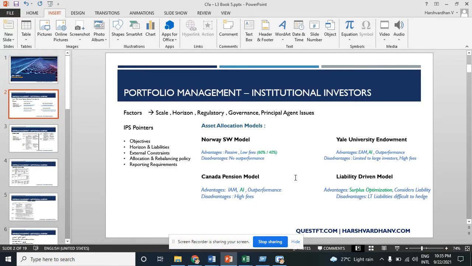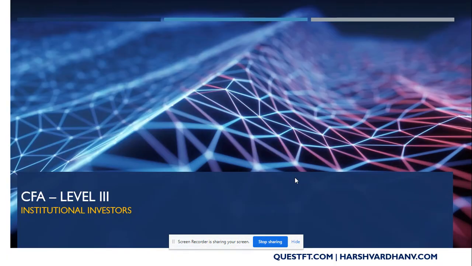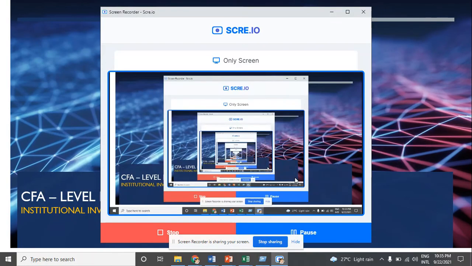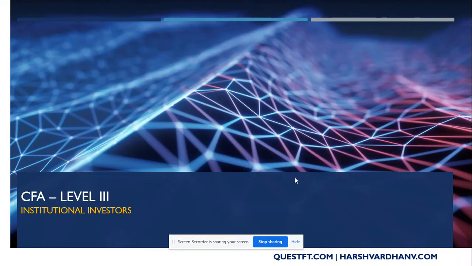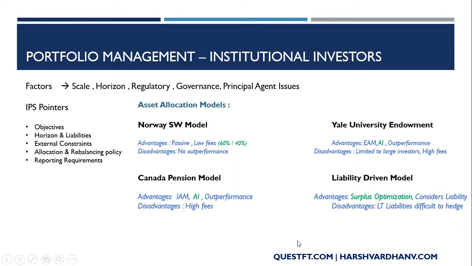Yeah, so let us start with the Book 5 chapter. Book 5 chapters are institutional investors and trading performance evaluation and case studies. So let us go briefly through each of these. We'll first cover the institutional investors.